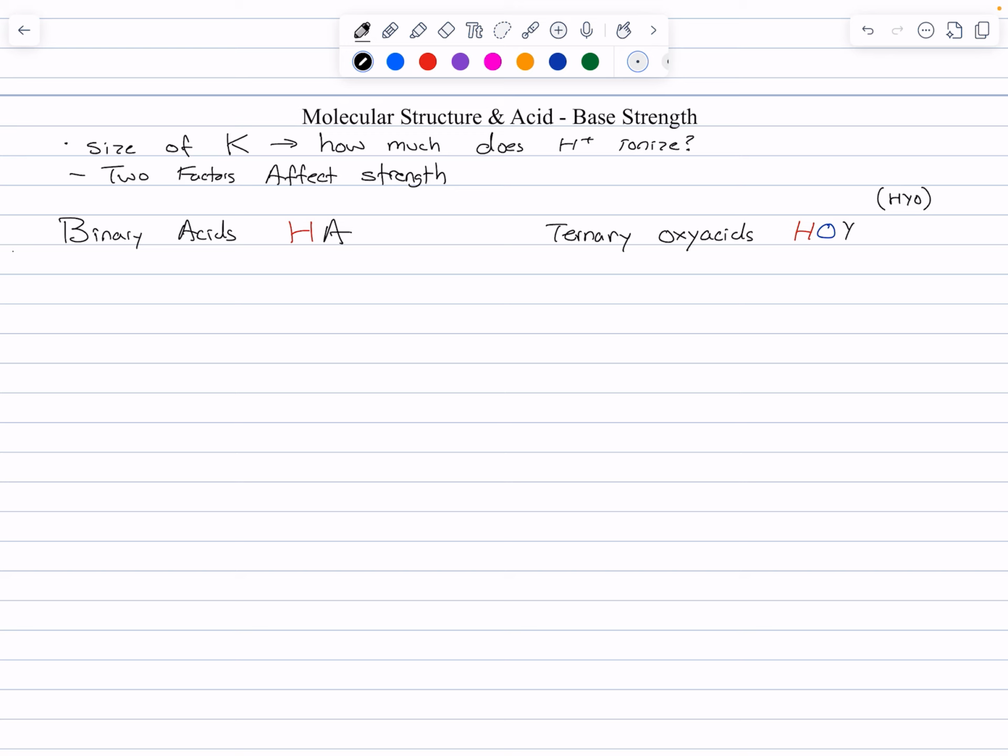All right, so if we talk about binary acids first, we're going to zoom in on binary acids. The first factor would be the polarity, bond polarity, all right, of the bond between H and A. I want to know how polar that bond is. All right. As bond polarity increases, all right, acid strength increases.